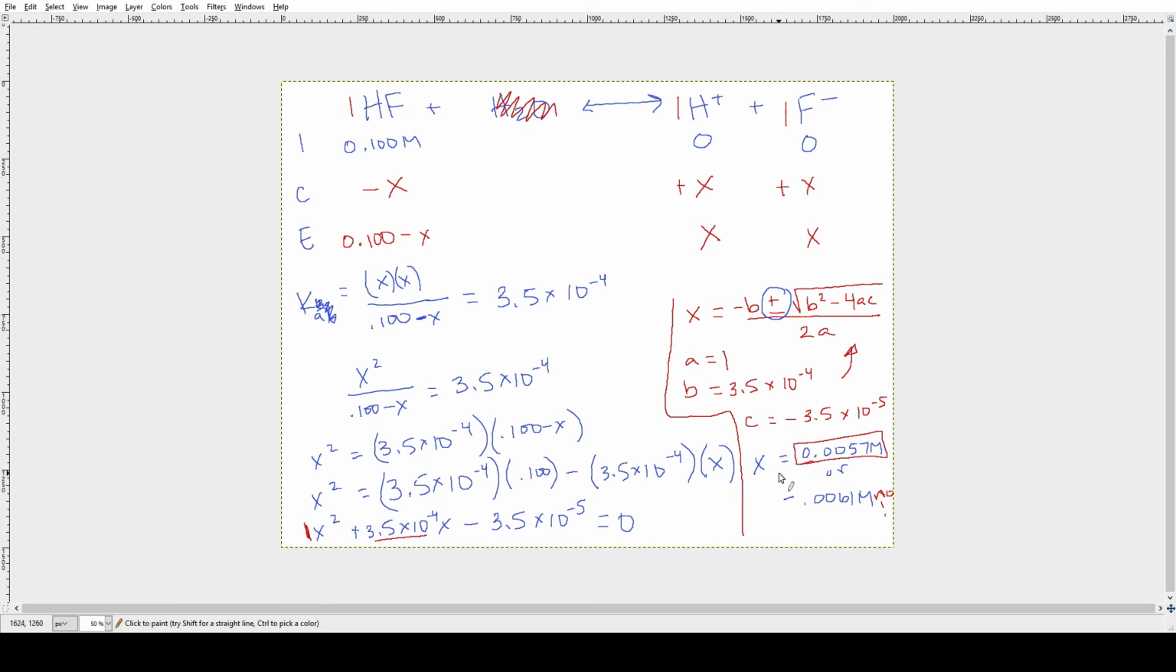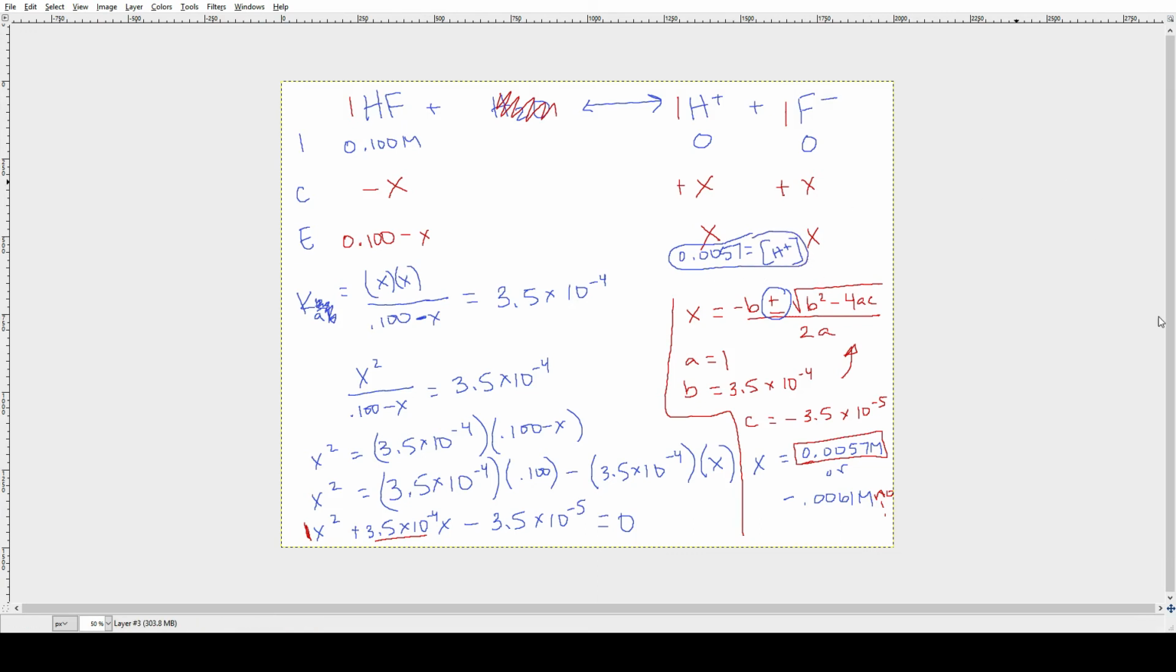So I believe this question was just asking for the concentration of our hydrogen ions at equilibrium, and we have figured that out. Our x, which is our concentration of hydrogen at equilibrium, is 0.0057. Equals H plus at equilibrium.